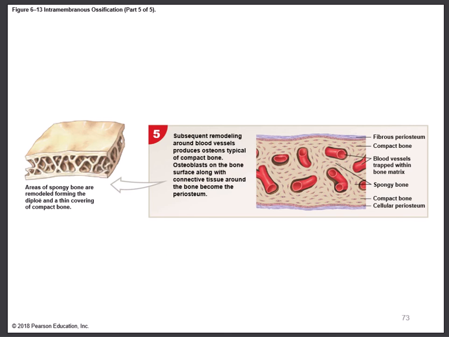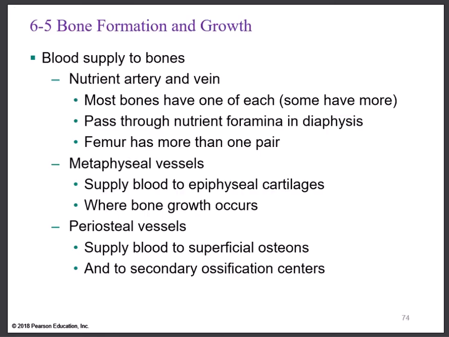So that's the intramembranous ossification. Again, think of the flat bones, skull bones, the mandible. They're going to form in this method. Okay, so that's the end of bone formation. Let's finish up this lesson by taking a look at the blood supply and a little bit about lymph and nerve supply.